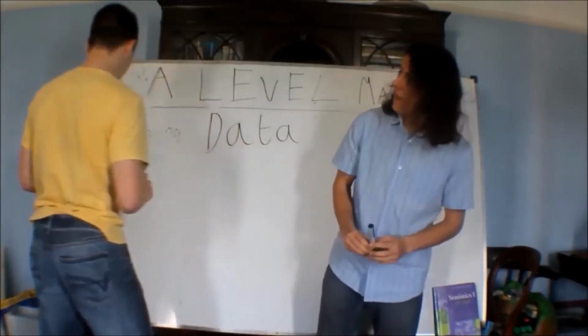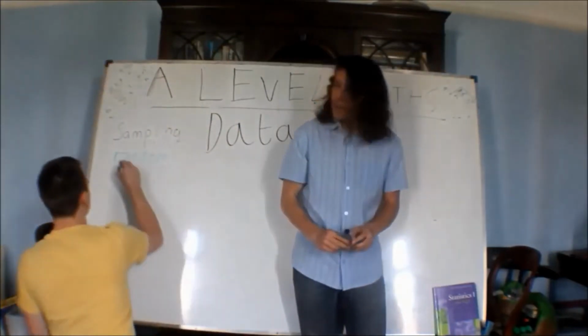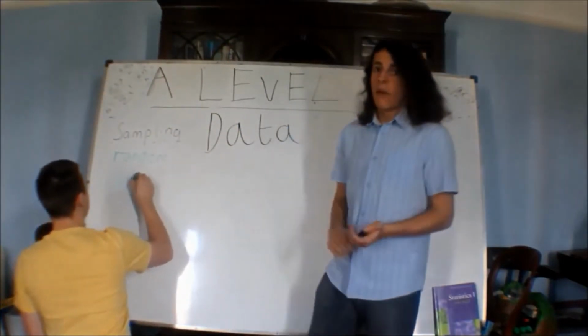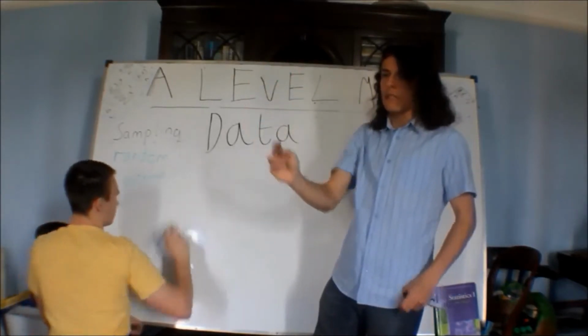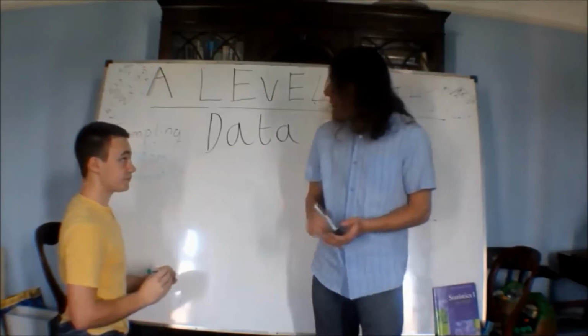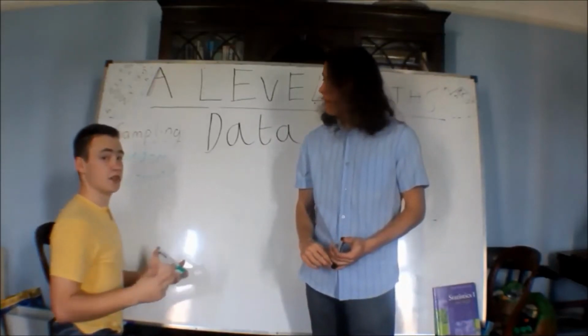There's another type, and that's systematic. Maybe you put everyone in a register, in alphabetical order, and choose every 10th person, or every 5th person, depending on your sample size. That will give you all the people you want in your sample. Essentially, you've got a system.